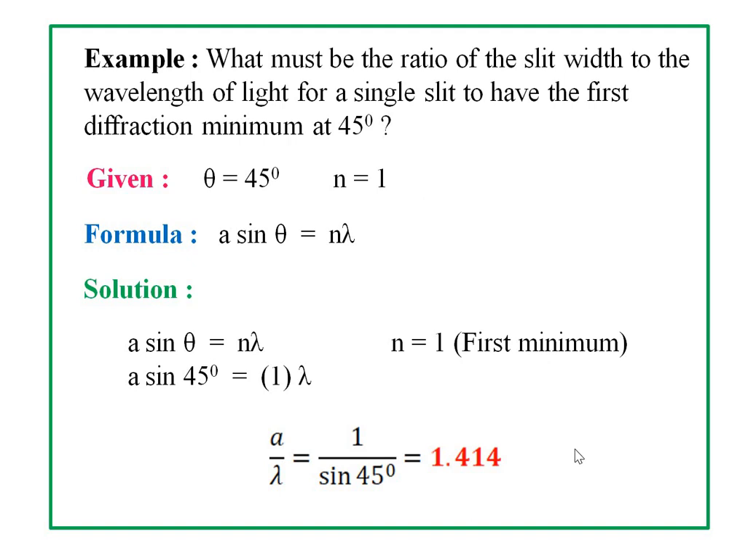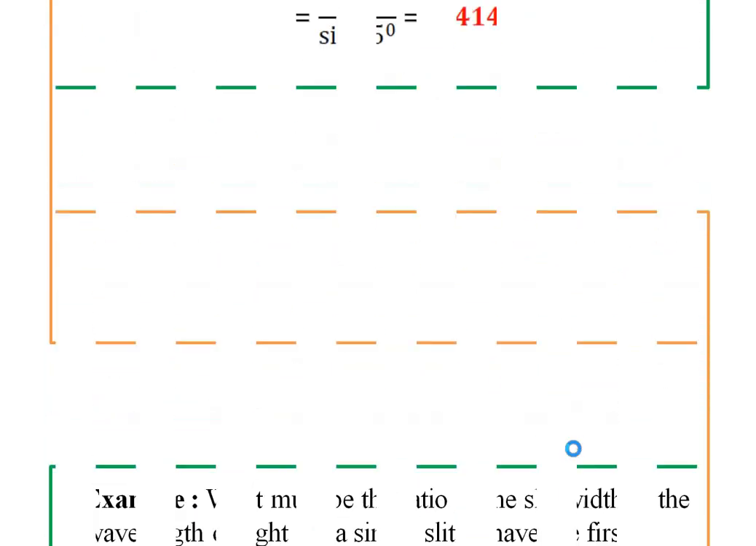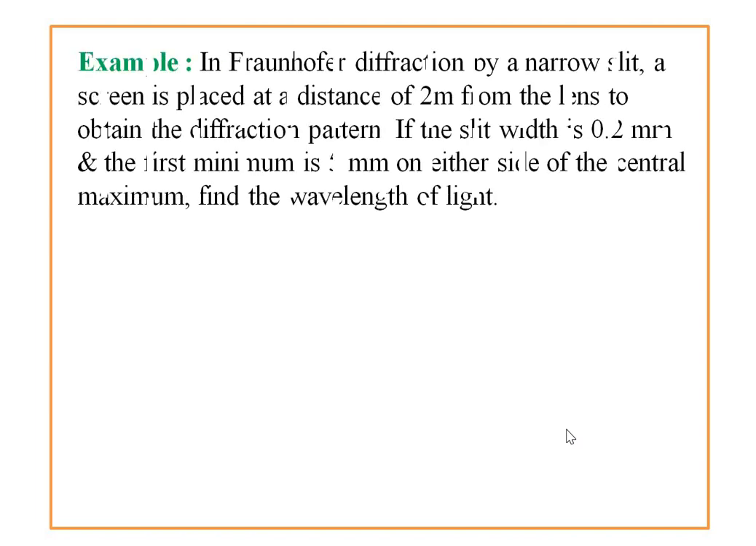Let's see another example. In a diffraction by a narrow slit, a screen is placed at a distance of 2 meters from the lens to obtain the diffraction pattern. If the slit width is 0.2 mm and the first minimum is 5 mm on either side of the central maximum, find the wavelength of the light.